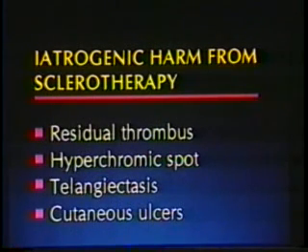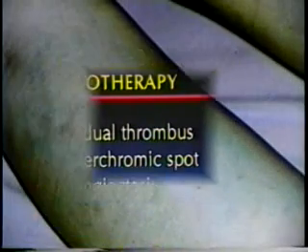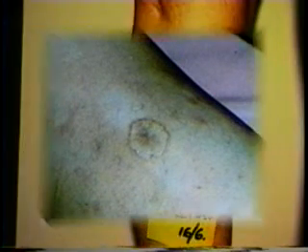Thus, iatrogenias resulting from sclerotherapy can be avoided, such as iatrogenic ulcers caused by sclerosing substances, hyperchromic spots, and the explosion of small effusions. These are the most frequent lesions resulting from the incorrect use of sclerotherapy.